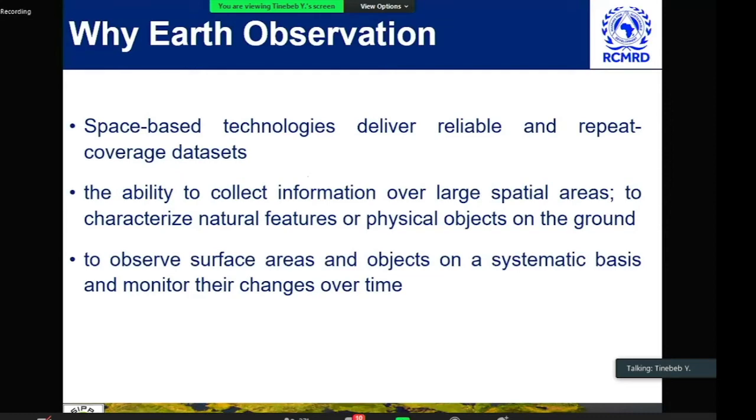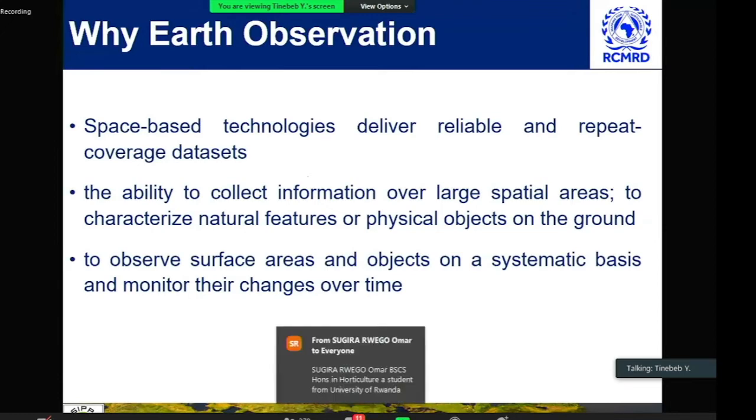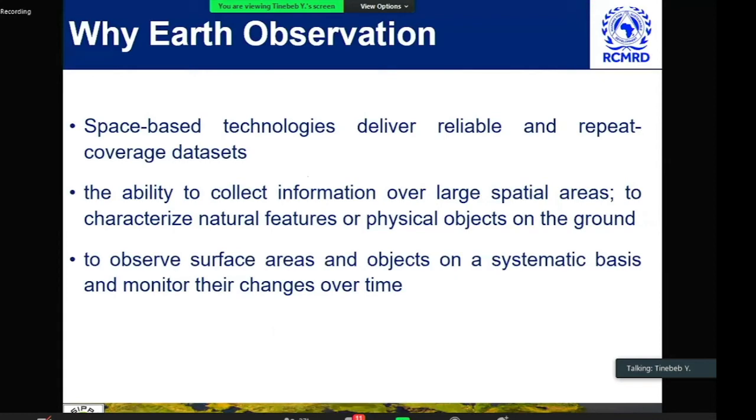And then the second advantage of looking at observation is the ability to collect information over a large spatial area. This will characterize natural features or physical objects on the ground. For example, if we see meteorological stations, we have station data that is applicable, such as precipitation or temperature.